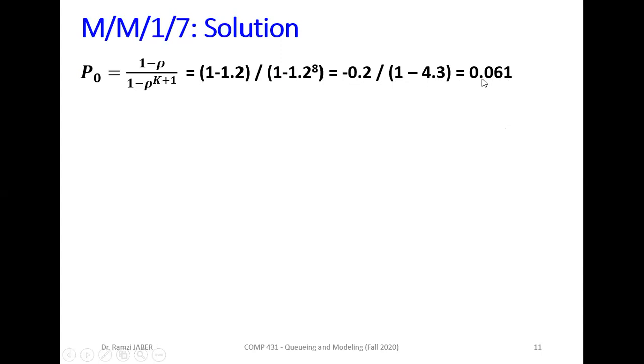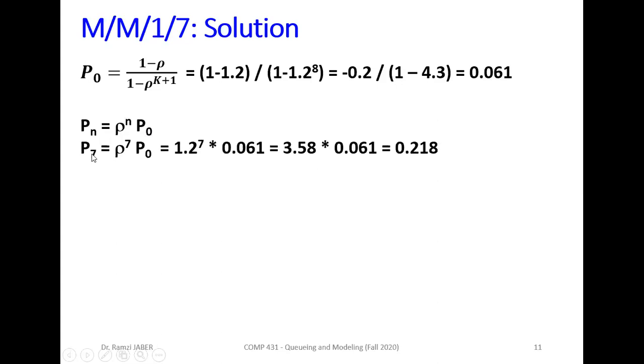We get 0.061. The probability that no cars are in the system, the probability P0, will be 0.061. Okay? 6.1%. Now, we have this equation, Pn equals rho to the n times P0. For P7, K equals 7 here. The maximum n in the system is 7, so P7 equals rho to the 7 times P0.